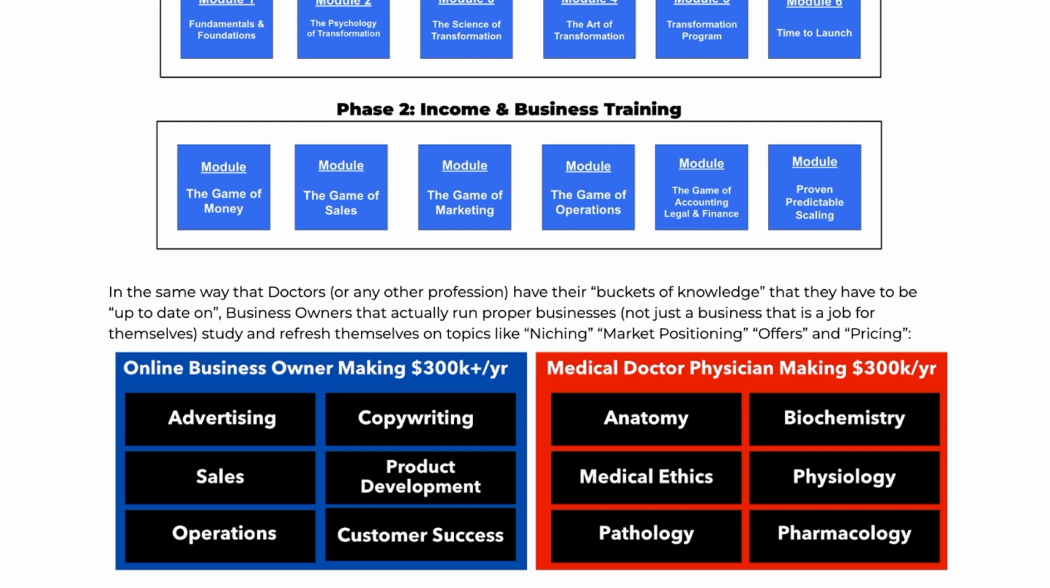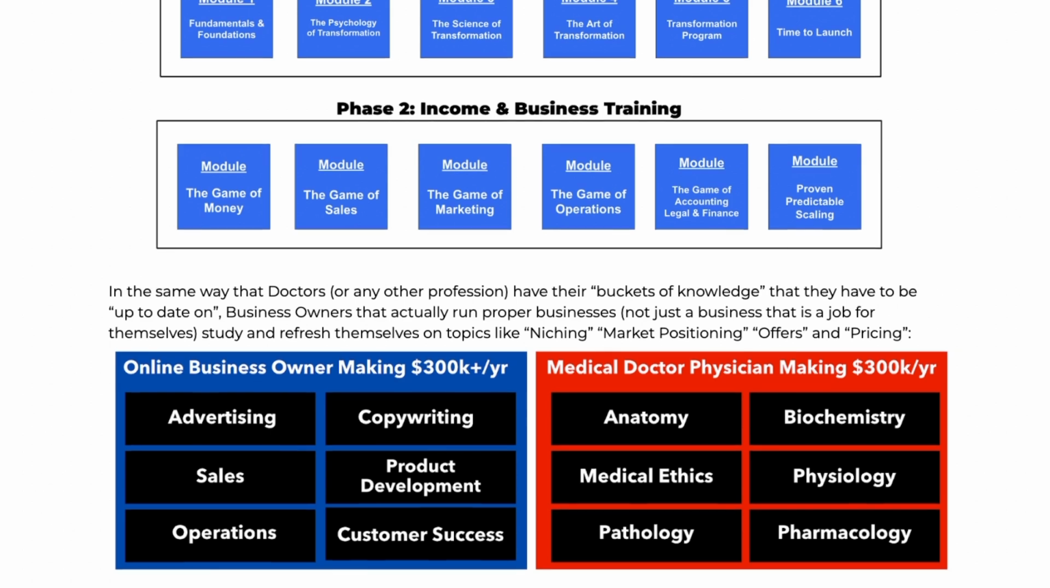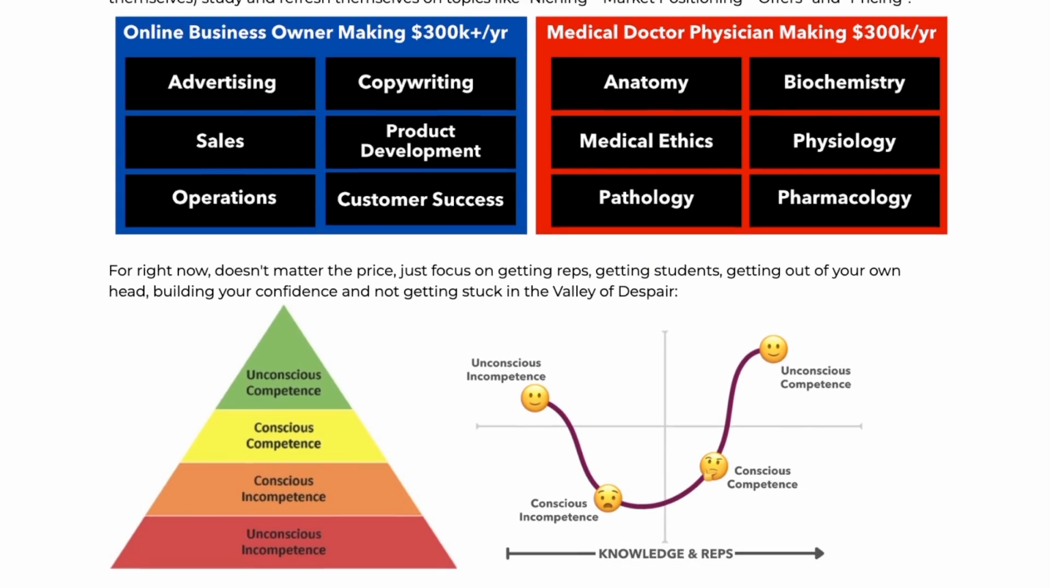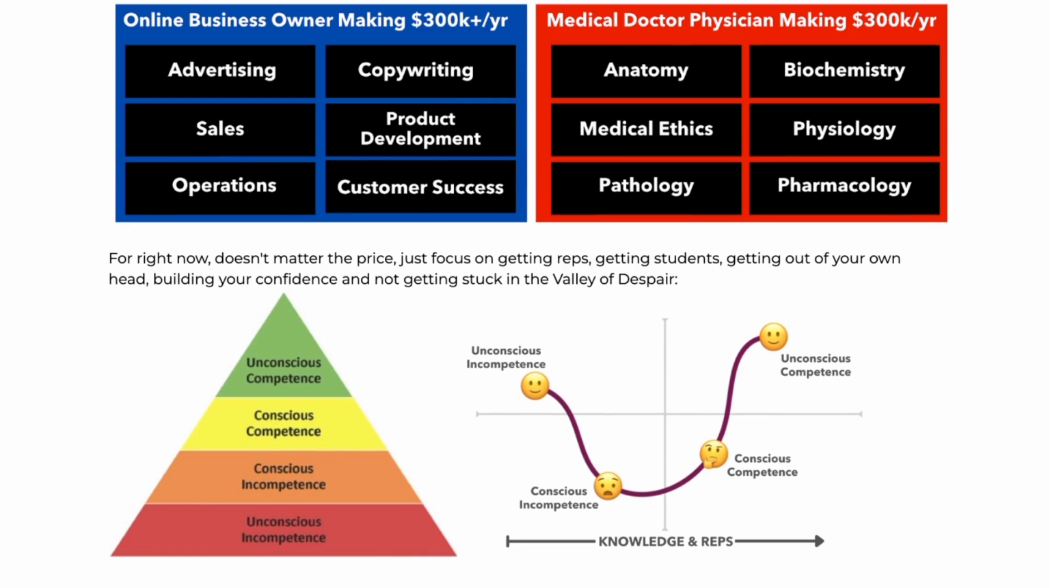The reason I'm introducing all of this to you is to open your mind to the game that actually exists out there as you start to get closer and closer to being able to play that game, in the income and business training, okay? But overall, for right now, just keep in mind that it really doesn't matter what price you choose, because you really just want to focus right now on getting reps. You want to focus on getting students. You want to focus on getting out of your own head, and you want to focus on building your confidence and not getting stuck in the valley of despair, right?